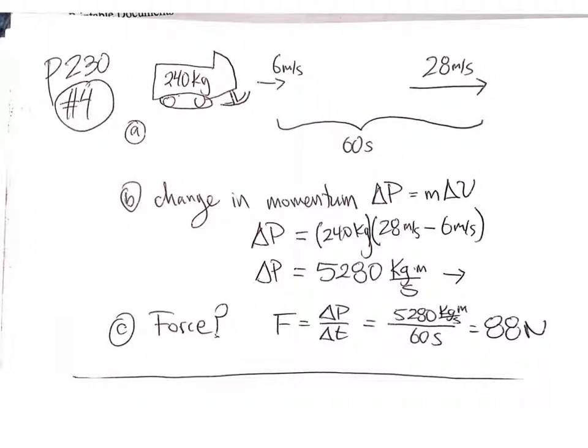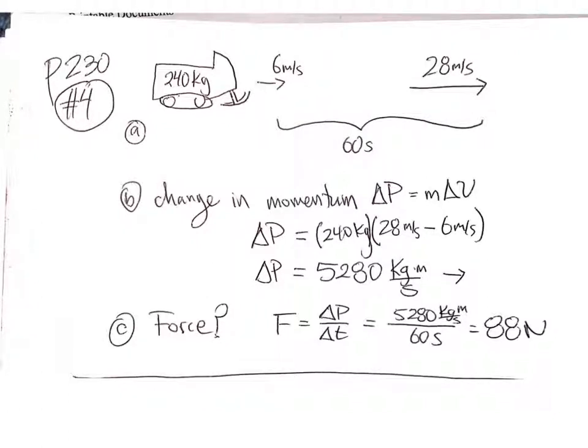Okay, here is an explanation of number 4 on page 230. So this describes a snowmobile, and it is moving, and it accelerates or speeds up to a speed of 28 meters per second from 6 meters per second. And that takes a total of 60 seconds to do.